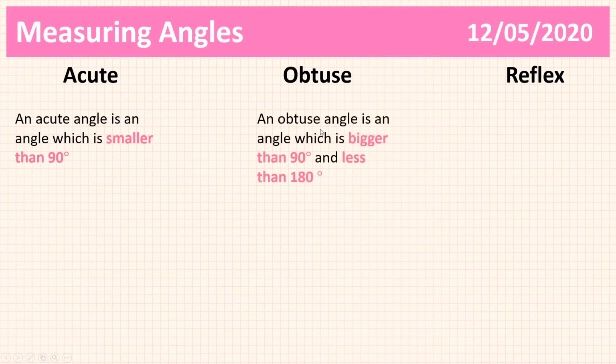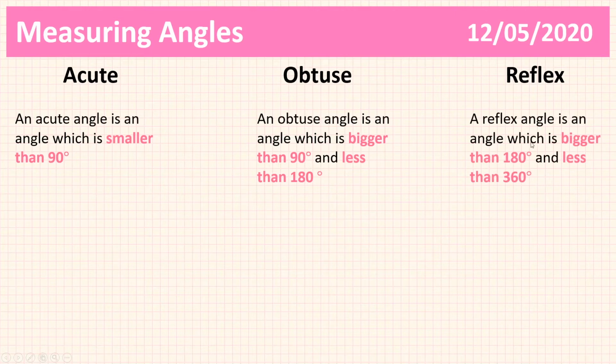An obtuse angle is any angle which is bigger than 90 degrees but less than 180 degrees. That is called an obtuse angle. A reflex angle is any angle which is bigger than 180 but less than 360, or in other words, bigger than half a turn but less than a full turn. So hopefully you know these definitions now. You can write these down so you have a note of them, or you can always come back to this part of the video and have a look at them.